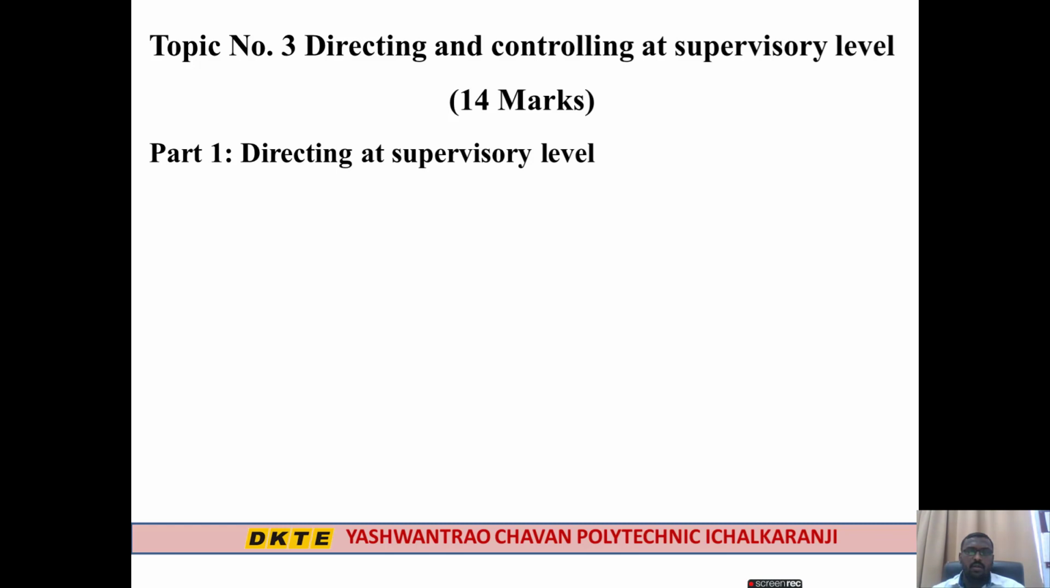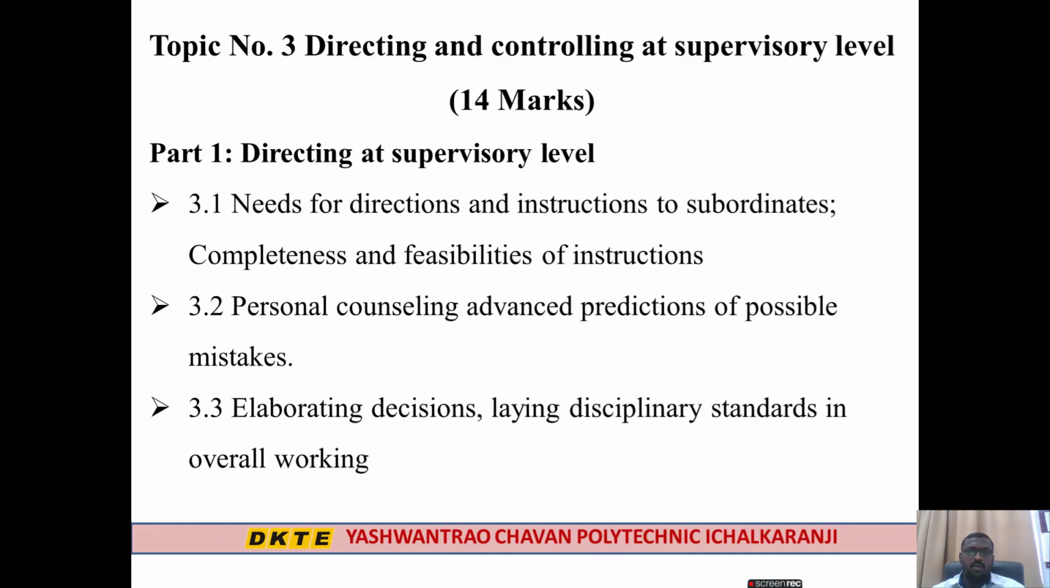The first part, directing at supervisor level, contains the needs of directions and instructions to subordinates, completeness and feasibility of instructions, personal counseling, advanced predictions of possible mistakes, elaborating decisions, laying disciplinary standards in overall working.